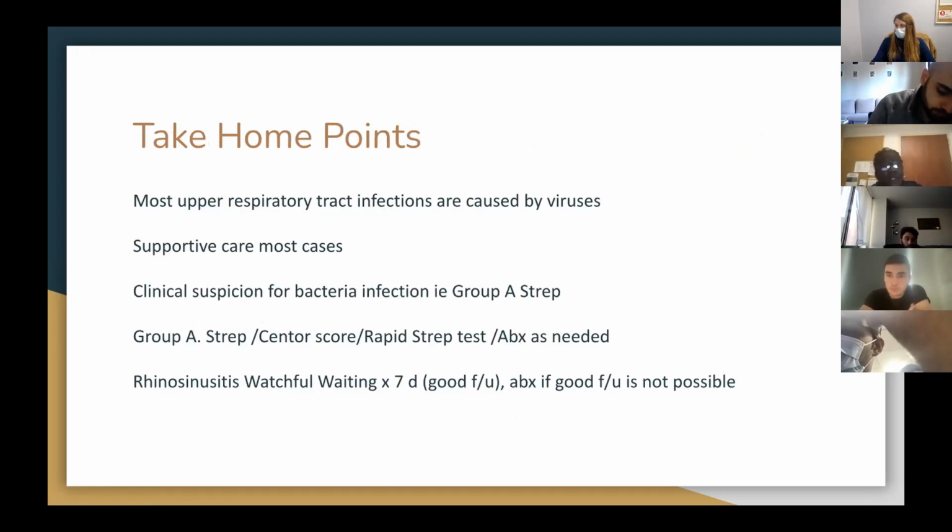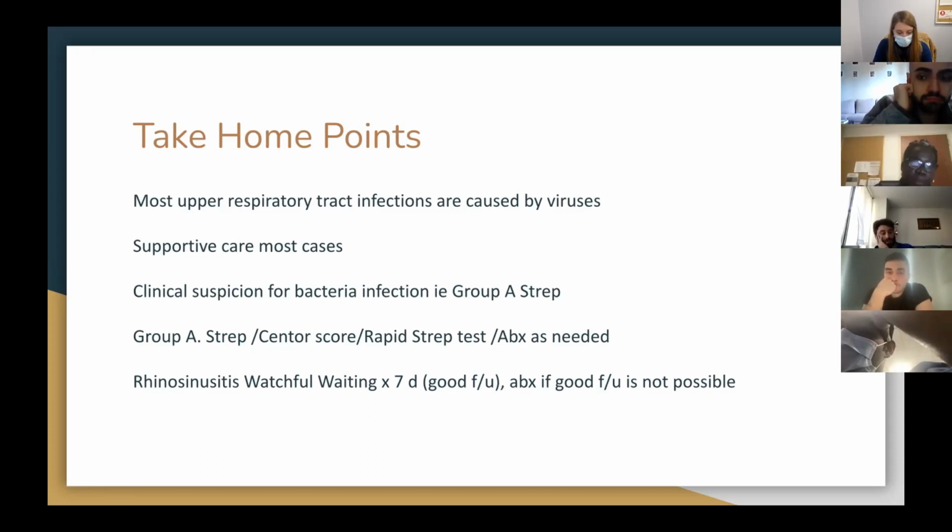So now we are done with the talk and the take home. I want you to remember that most upper respiratory tract infections are viral in nature. Please don't let your patient talk you into giving them antibiotics because it's not going to help. Supportive care is what you need. With pharyngitis, if you think it's bacterial pharyngitis from group A strep, then you want to do your Centor score. And if it's 2 to 3, do the rapid strep test. And if it's positive, go ahead and treat.